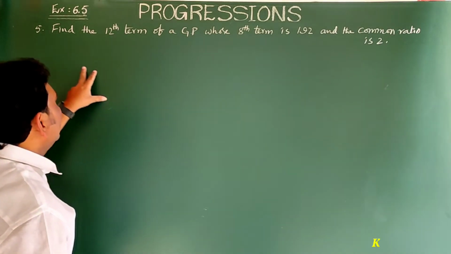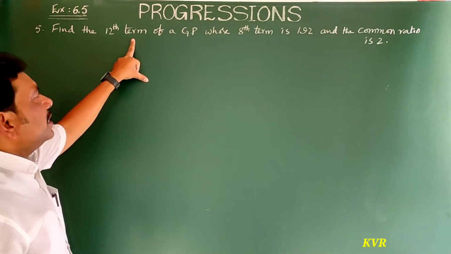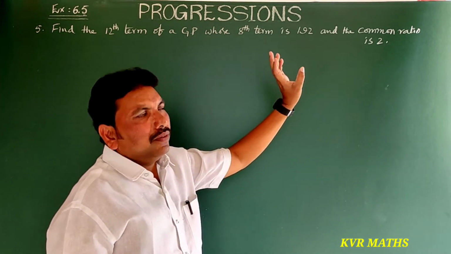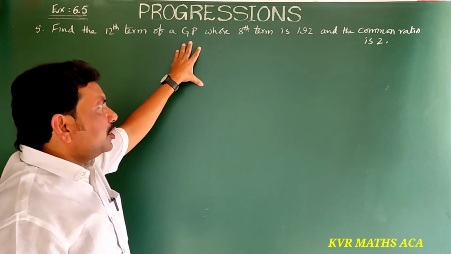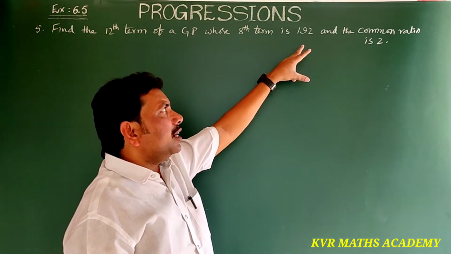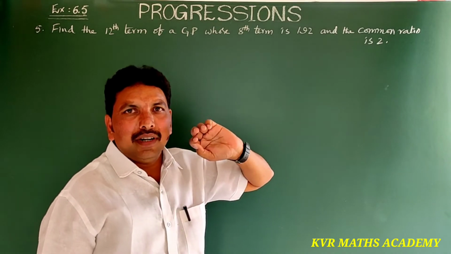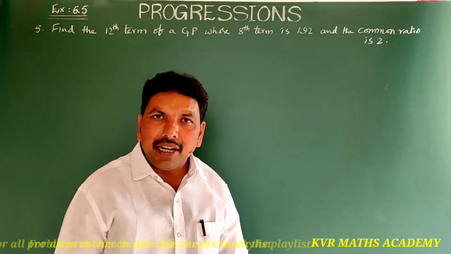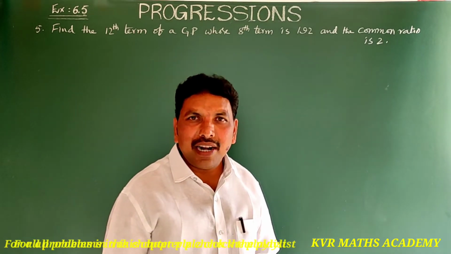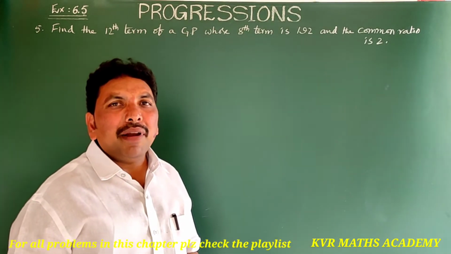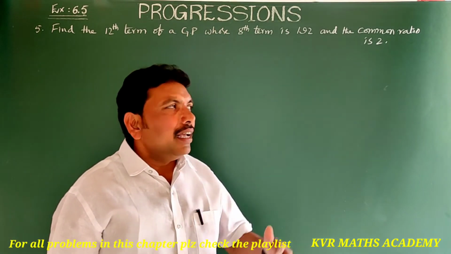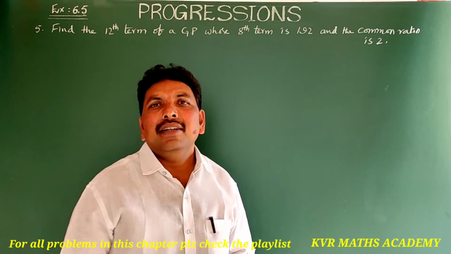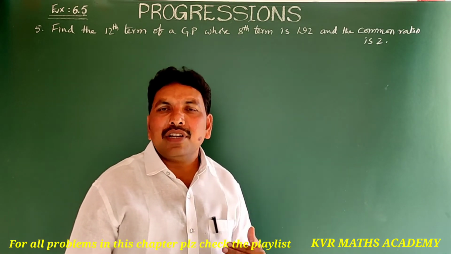This is the fifth question. Find the 12th term of a GP whose 8th term is 192 and the common ratio is 2. The common ratio is 2 and the 8th term is 192. We have to find the 12th term. The nth term formula is a r to the power n minus 1, but here the first term a is not given. So first we should find a, the first term.